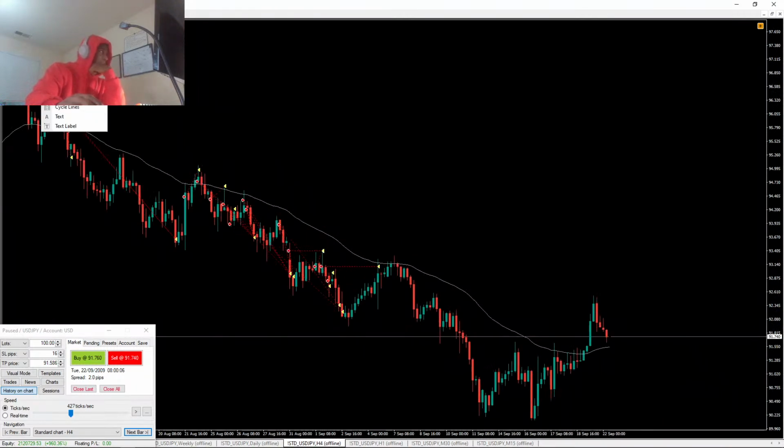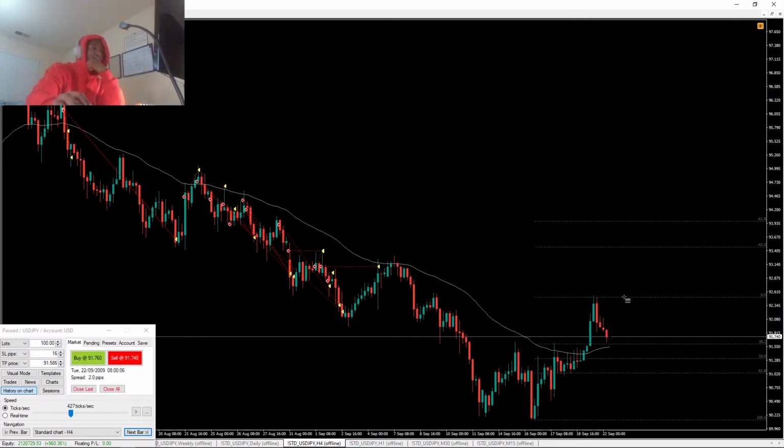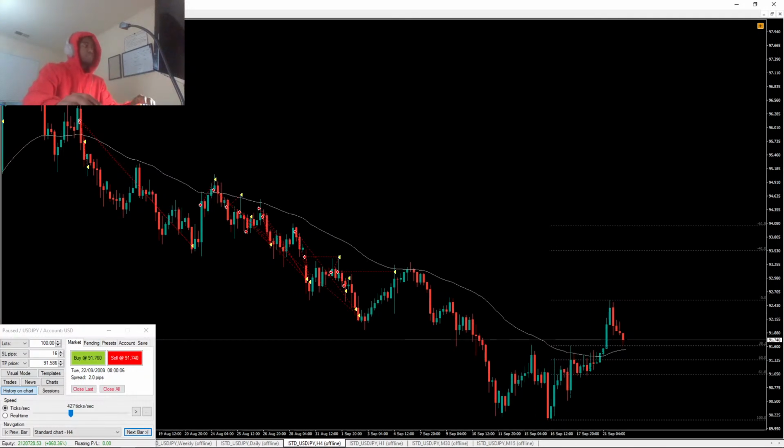Just have the feeling I'm about to get bamboozled. Alright, 38 fib squeeze. Zones here.